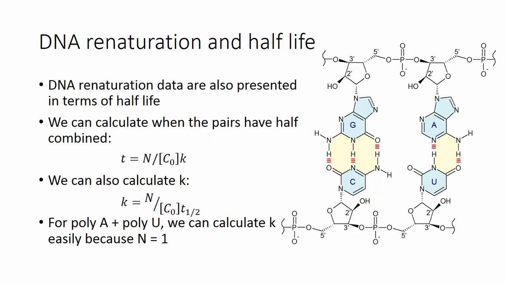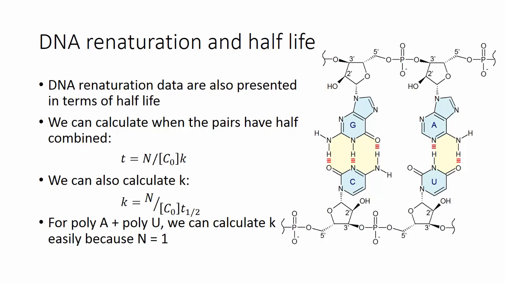DNA renaturation data are also presented in terms of half-life. We can calculate when pairs have half combined. So we can calculate this at the half-life here: half combined, half not. T equals N divided by the concentration of DNA at time 0 multiplied by K, the constant. We can also rearrange it to calculate K, where K is equal to N divided by the concentration of molecules times T1/2.